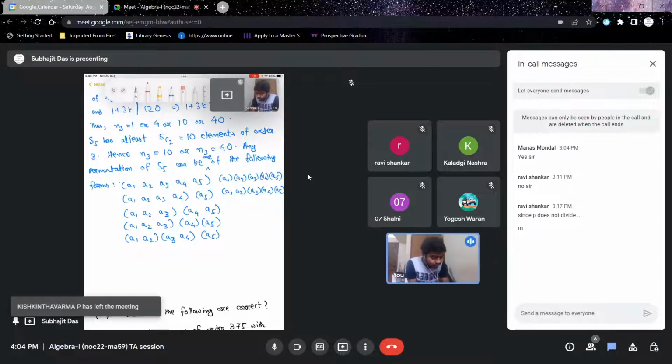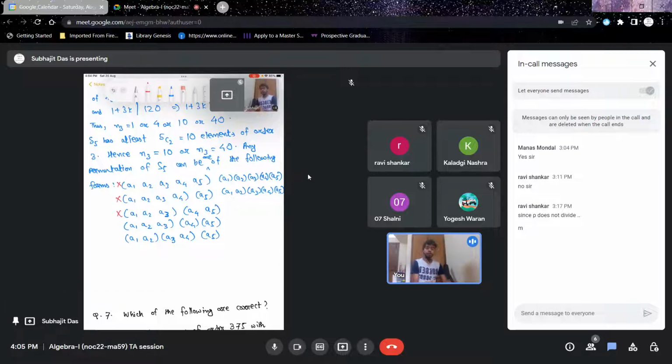So this doesn't have order 3, right? This doesn't have order 3. This also doesn't have order 3, right? Why? Because you know that the order of a product of disjoint cycles is the LCM of the orders of the cycles, right? So this third one has order 6. It cannot have order 3.